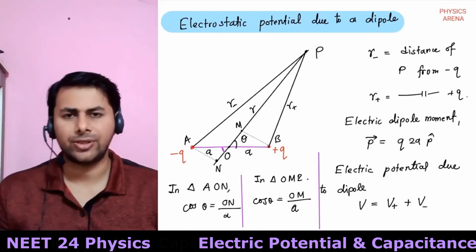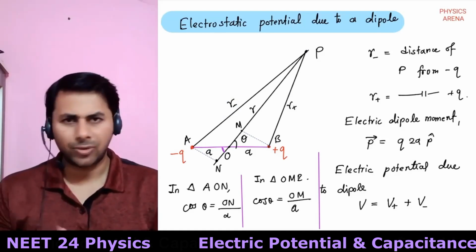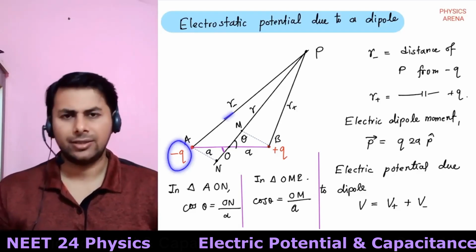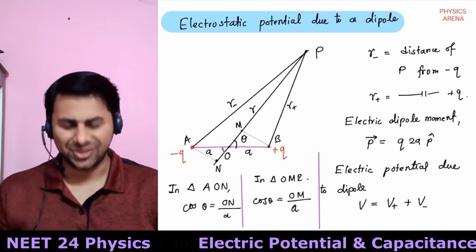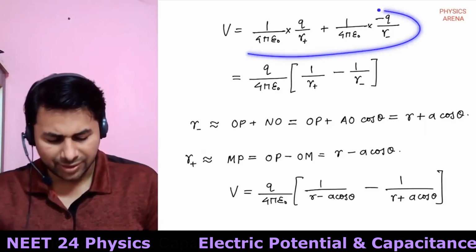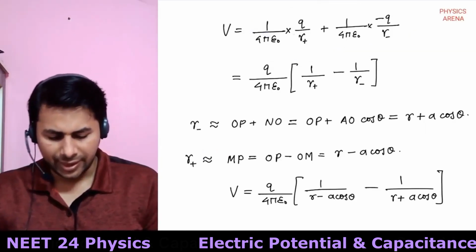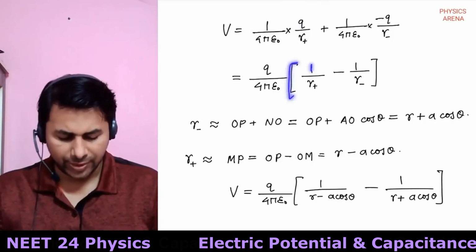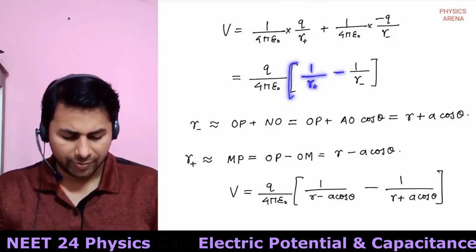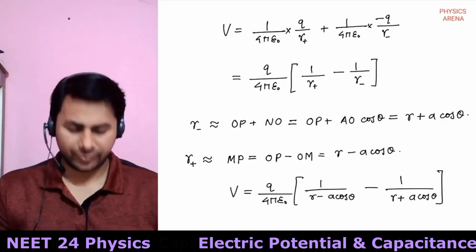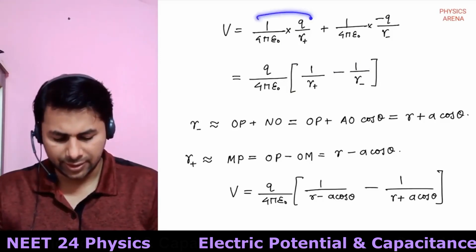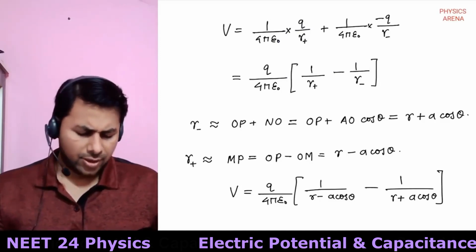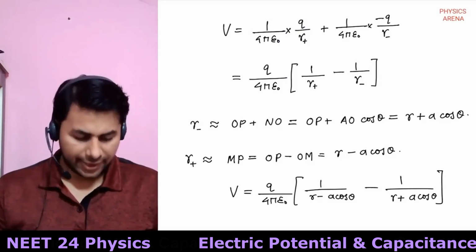So how much would be the potential? That constant 1 upon 4 pi epsilon naught multiplied by minus q divided by this distance. Okay, so we just substitute that. And q upon 4 pi epsilon naught we can move out, and then we have to find out 1 upon r plus minus 1 upon r minus. Okay, because these things will be common. So then we do all that.